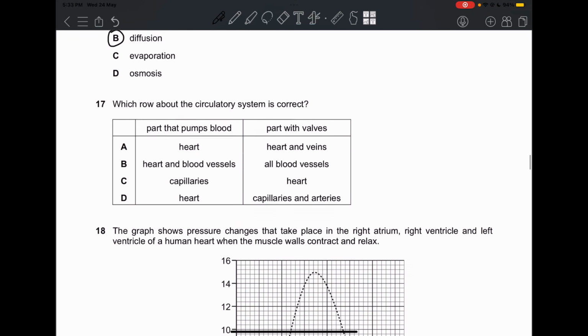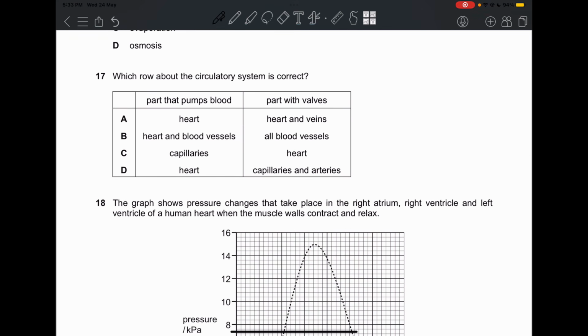17. Which row about the circulatory system is correct? The part that pumps blood is actually the heart, and the part with valves is actually the heart and the veins, because as we all know the veins have valves and also the heart has valves, such as the semilunar valves and the atrioventricular valves, such as the bicuspid and the tricuspid valves. So our answer is going to be A.